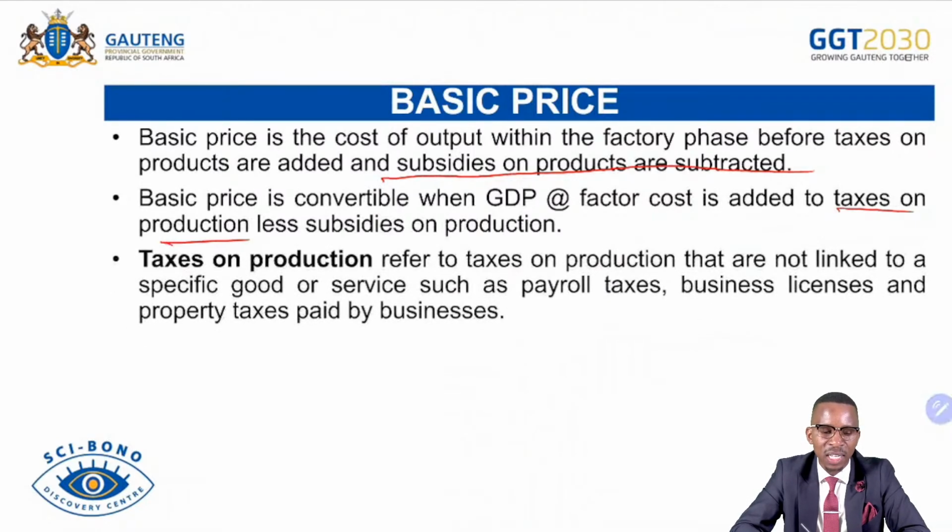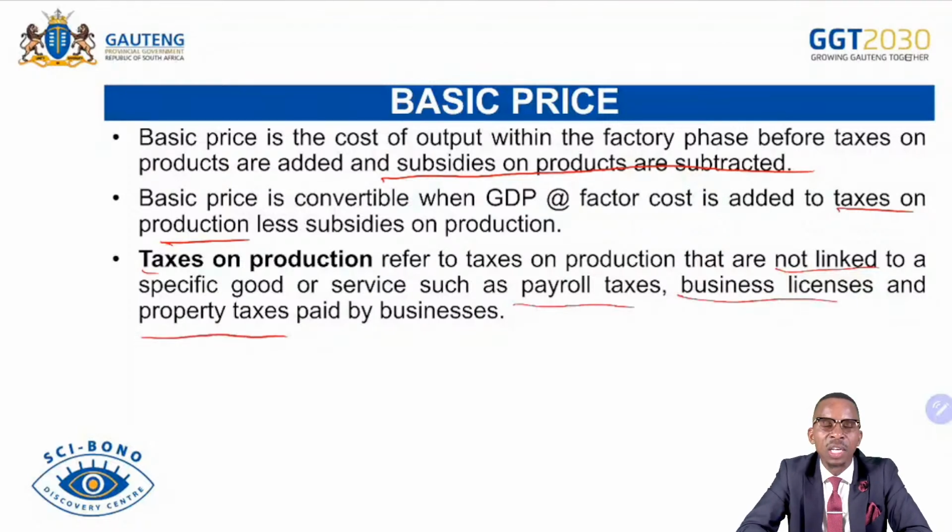Then we continue with the taxes on production. Taxes on production refer to taxes that are not linked to a specific good per unit. In this case, we refer to the example of payroll taxes, business licenses, and property taxes paid by businesses. Those are taxes on production because they are payable during the production process.